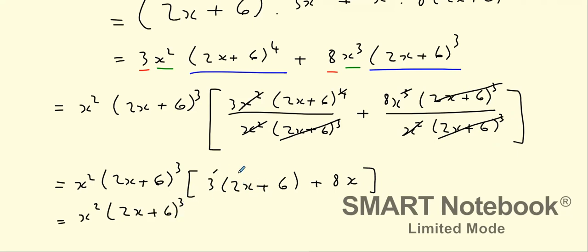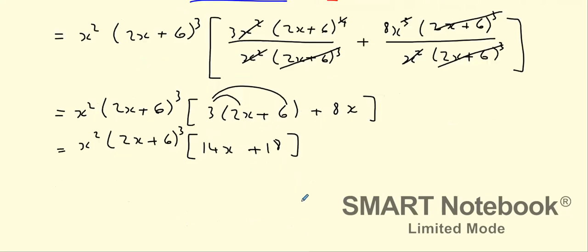And if I expand and simplify, 6x plus 8x is 14x. 3 times 6 is plus 18. Now, is that fully factorized? Is my question to you. Is that fully factorized?